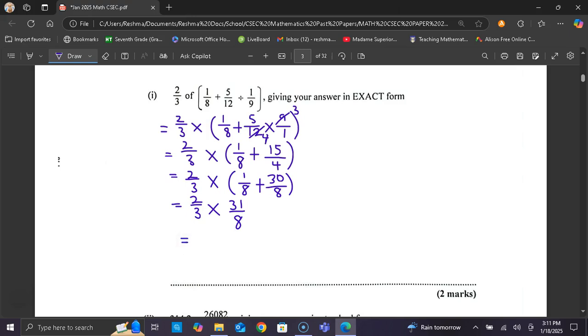And then 2 into 8 will give 4. So we have 31 over 3 by 4 is 12. So I can leave my answer like this, or if I want to change it to a mixed fraction, 31 divided by 12 will be 2. 12 2s are 24, so I have 7 remaining out of 12. So my answer is 2 and 7/12.